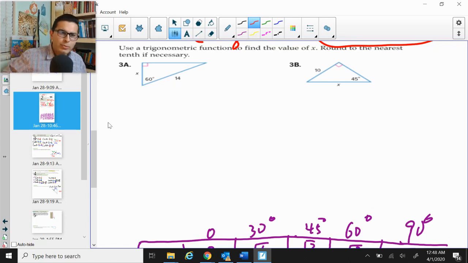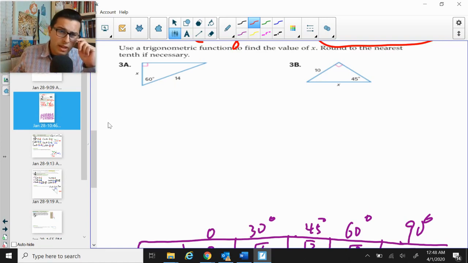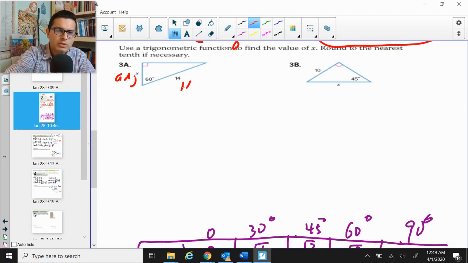All right, I hope that you did not ignore my last words, and we're going to get started on 3a and 3b. First of all, we are working with this angle 60 right over here, and we're trying to find x. I like to label the sides first. If angle 60 is our angle, that means our x is going to be our adjacent side. So I'm going to say ADJ. That's going to be our adjacent. 14 is going to be our hypotenuse. That side is always going to be our hypotenuse.